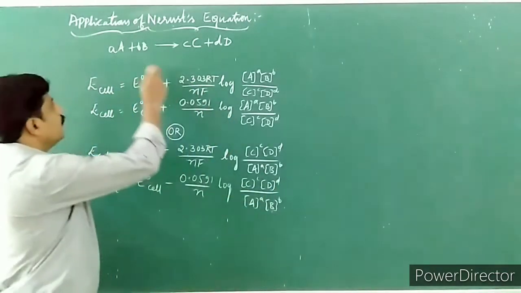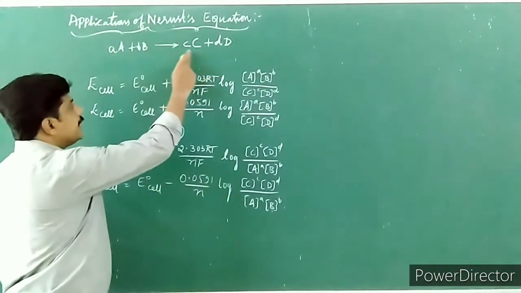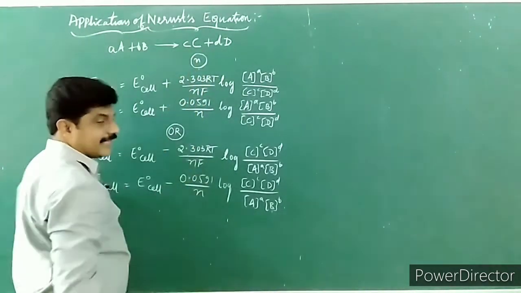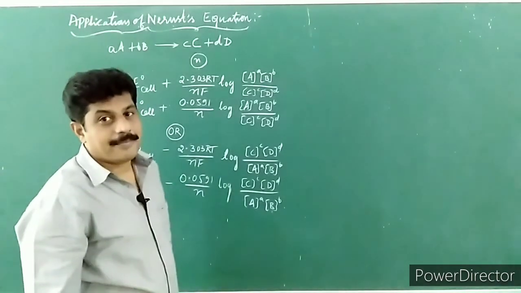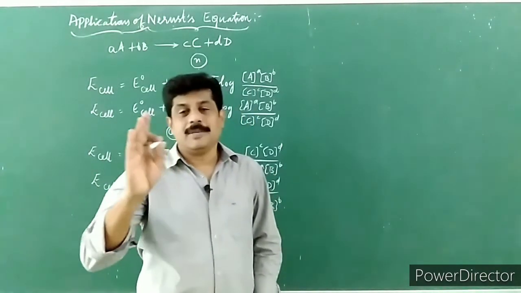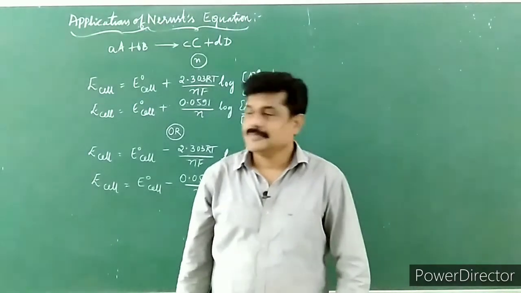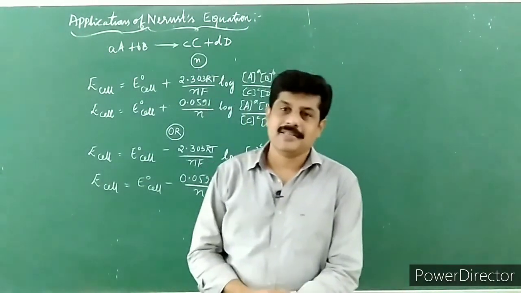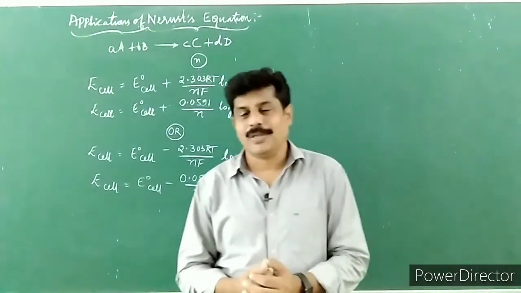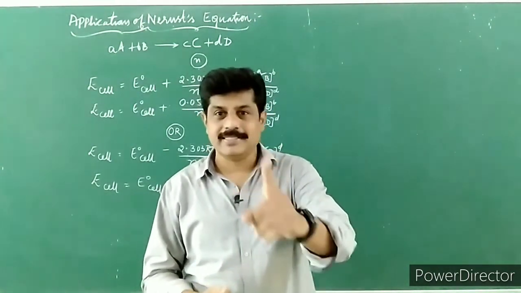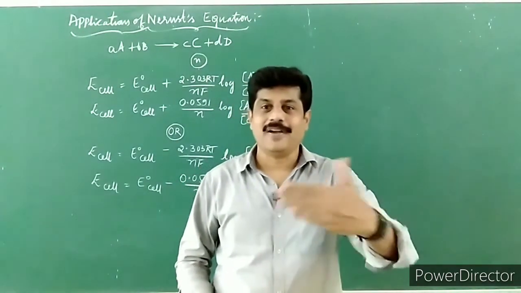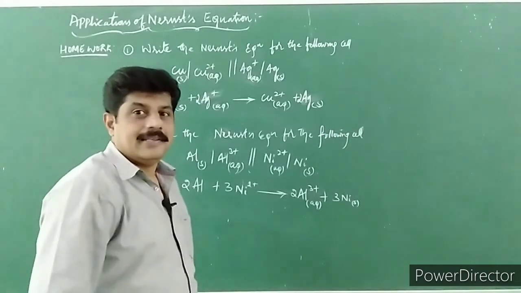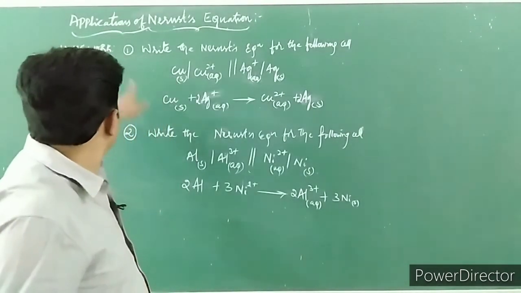Remember, the values of a, b, c and d along with the n, that is number of electrons gained, can be obtained from the balanced chemical equation. Children, by going through this, you can easily find out E cell of any kind of electrochemical cell. Let me take up some examples, then you will understand how to find out E cell by using the Nernst equation. Children, let me give two homeworks for you.